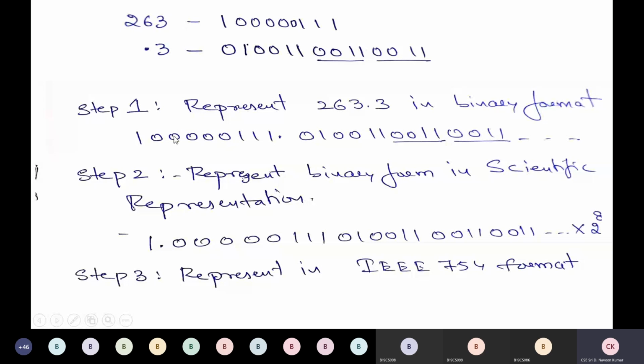So we need to convert this so that the point moves to this position. That is, it needs to be 1 point and so on. So how do we do it? We need to multiply it by 2 to the power of 8, because the point needs to be moved to the left after 8 binary numbers: 1, 2, 3, 4, 5, 6, 7, 8. So after 8 numbers I need to move this point, so obviously I need to multiply it by 2 to the power of 8.